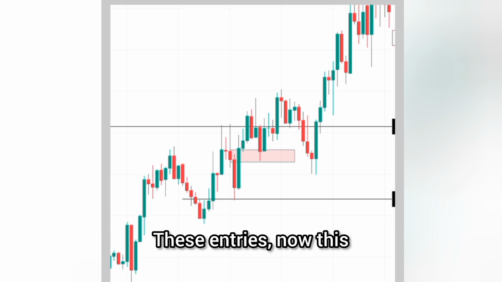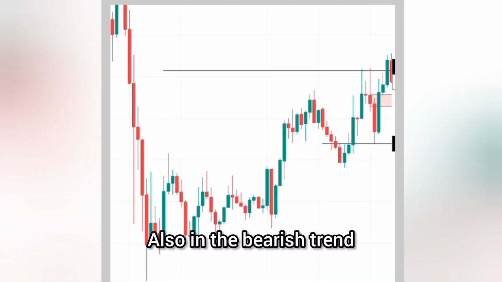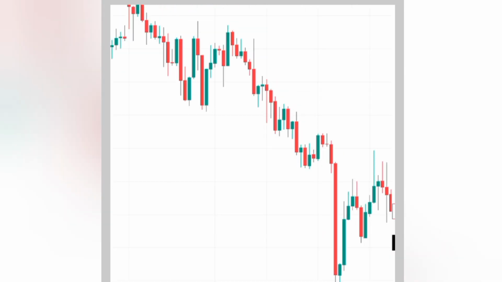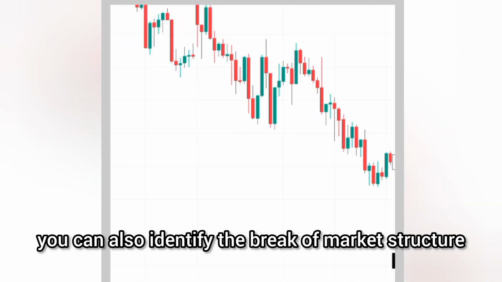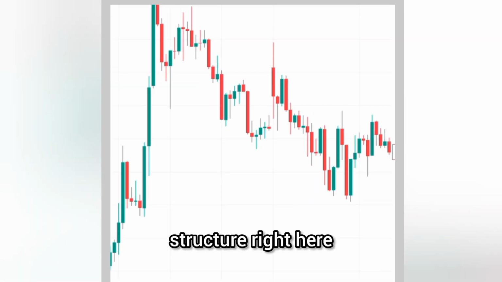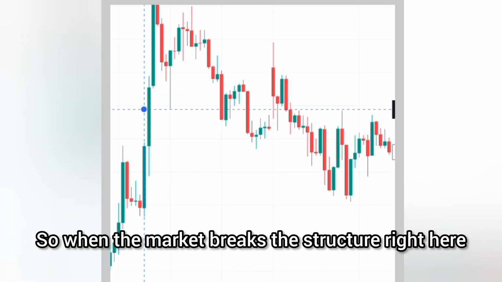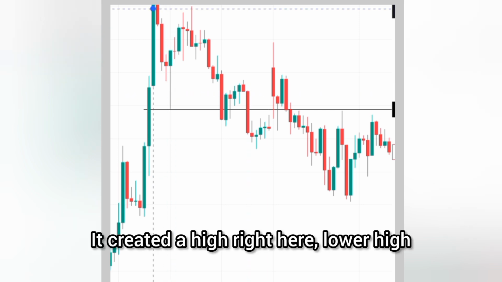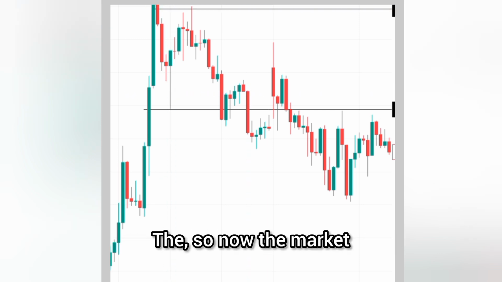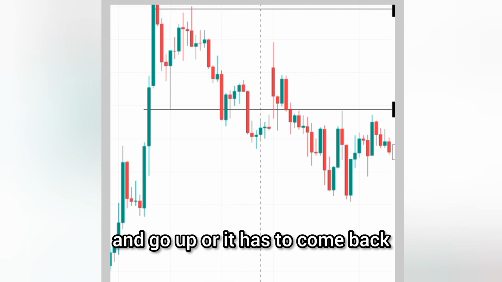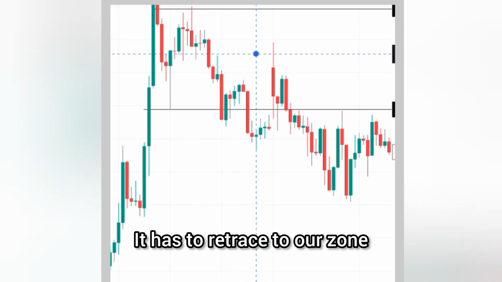Now that is a bullish trend. Also in the bearish trend, it does the same thing, guys. Here in the bearish trend, you can also identify the break of market structure. You can say that this is the break of market structure right here. That is the structure the market broke. Then here it created a lower high. The market can either come and break this lower high and go up, or it has to retrace to our zone.